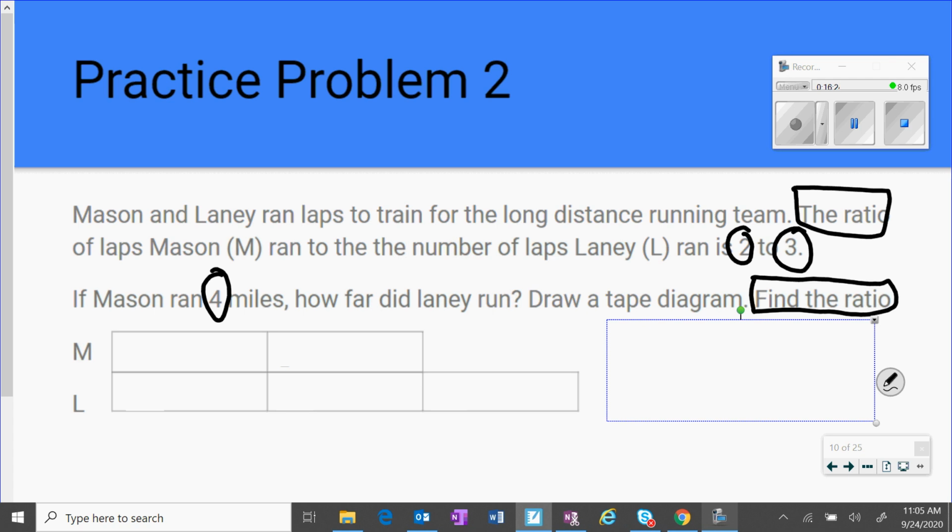Now, this is very important. Whatever question they're asking you, you want to underline. Here's the first question. Find the ratio. So you want to underline that. Here's another question. How far did Laney run? Those are your questions, and they should be underlined. That right there will let you know how to understand this better. You can see what numbers are there, the math terms that they're using, and what they're asking you to do.